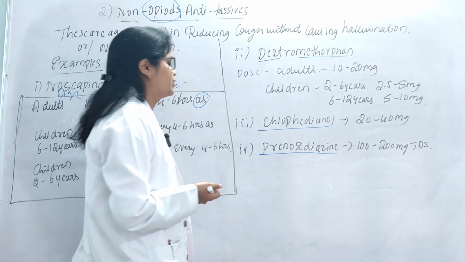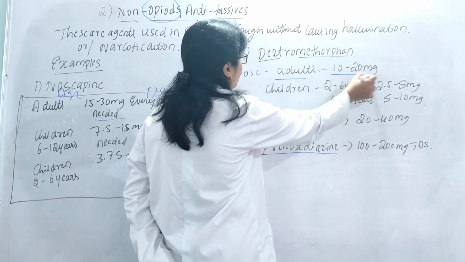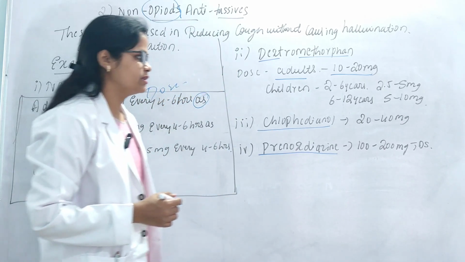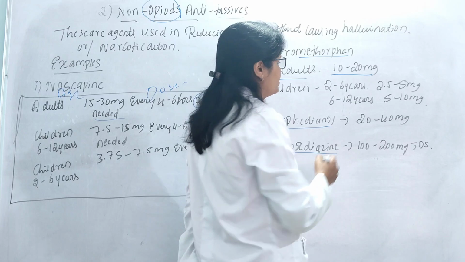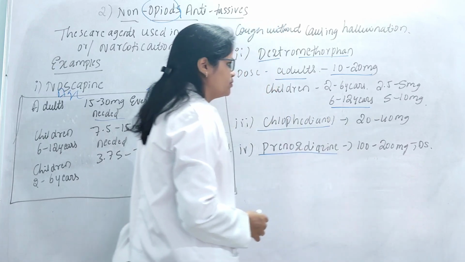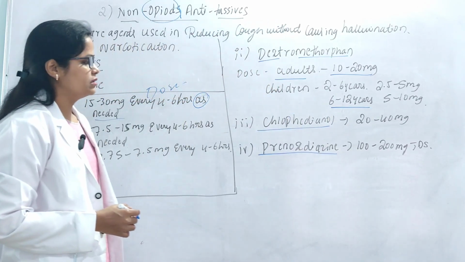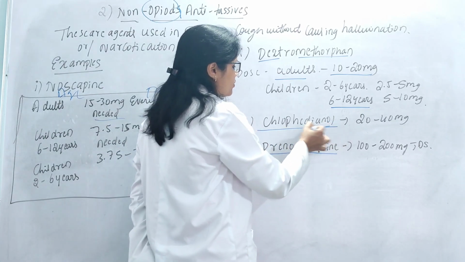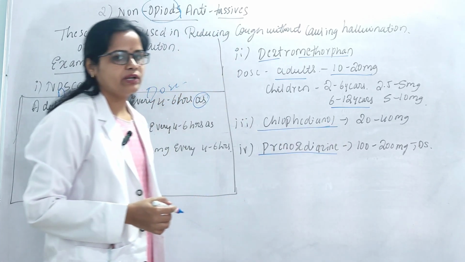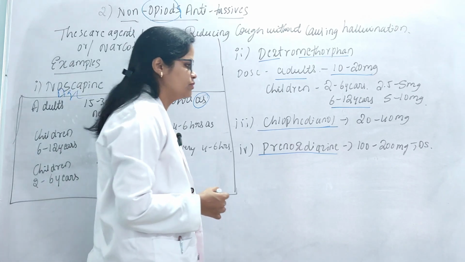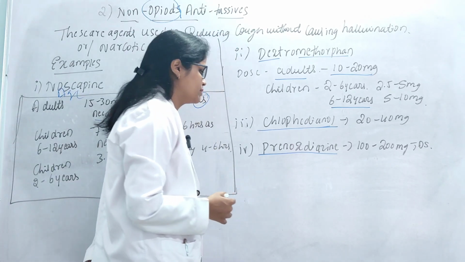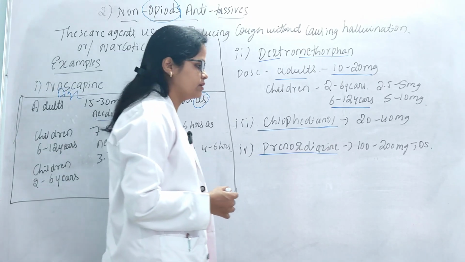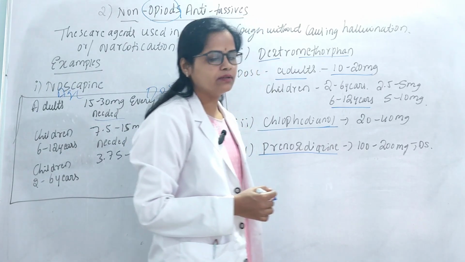Next we'll see dextromethorphan. The dose for adults is 10 to 20 mg. For children 2 to 6 years it is 2.5 to 5 mg, and for 6 to 12 years it is 5 to 10 mg. Next, chlorpheniramine is administered 20 to 40 mg. And phenoxydizine is administered 100 to 200 mg 3 times a day.